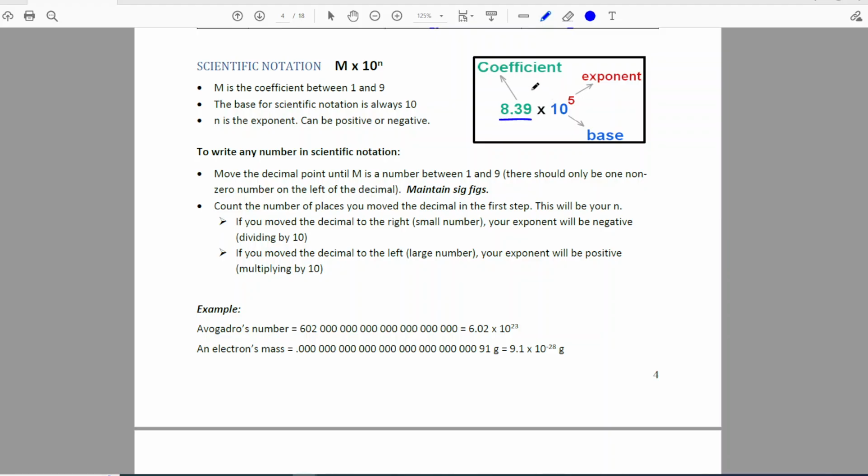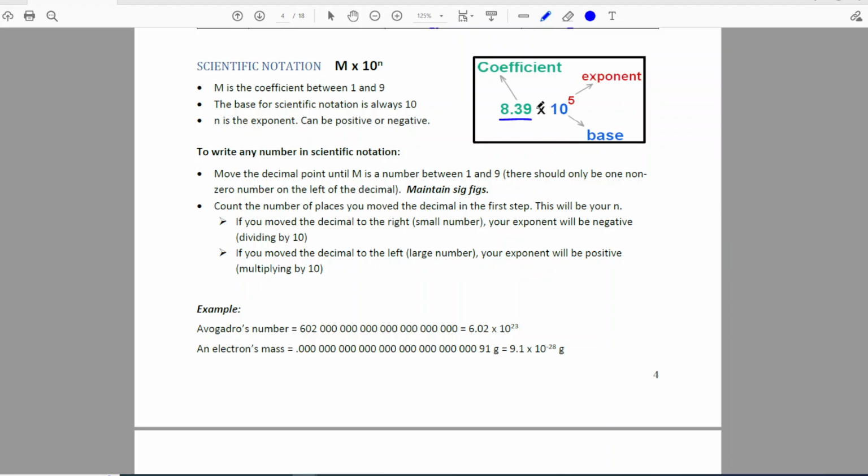A number written in scientific notation will always have a number written here, which we call a coefficient. It'll always be a number between 1 and 9, meaning that you'll only ever have one number to the left of the decimal place, and then you'll carry however much significance you want. So if you have 3 digits written here, that's 3 digits of significance. If you have 2, it's 2. If you have 1, it's 1, and so on, which makes it really nice.